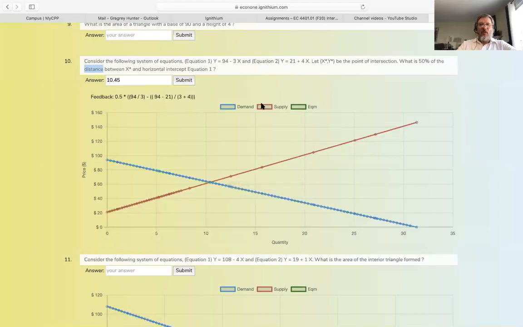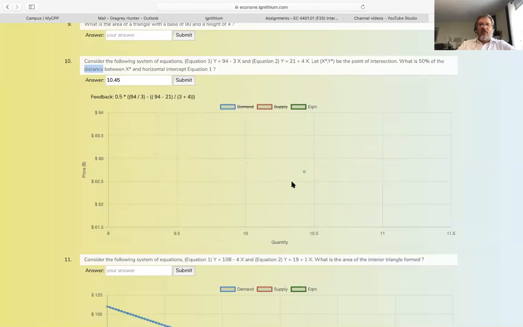And so we said for the equilibrium point, and now I'll stop this sharing and we'll share this again. So I'm going to get rid of these two. So this is our point, right? And the x value is 10.43 and the y value is 62.71. Does that make sense?